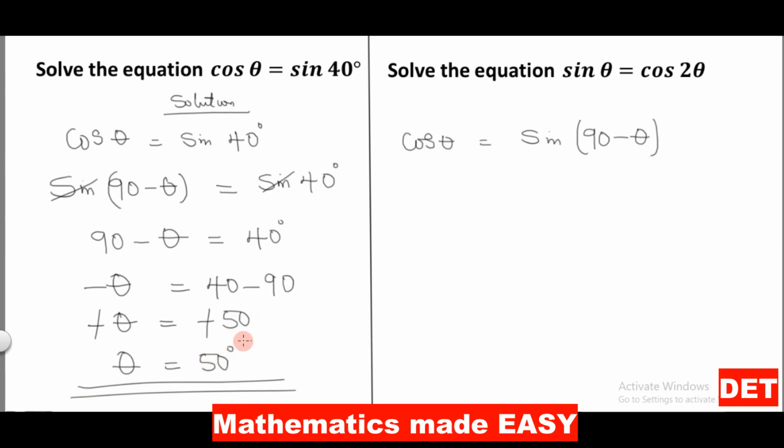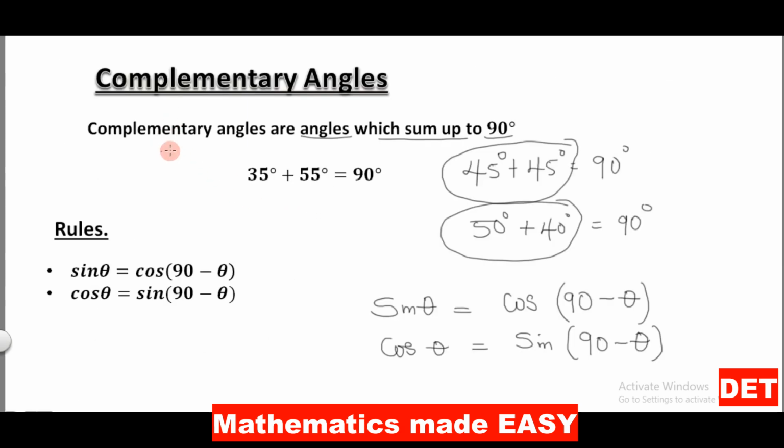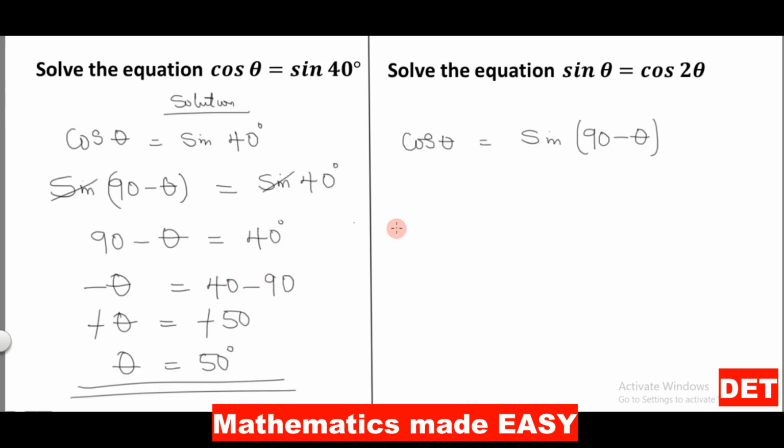So it's very important that you know again that complementary angles are angles which sum up to 90 degrees. And there are two rules that you follow whenever you are solving questions that have to do with complementary angles. So next, we are going to look at this example that is here. Solve the equation sine theta is equal to cos 2 theta.